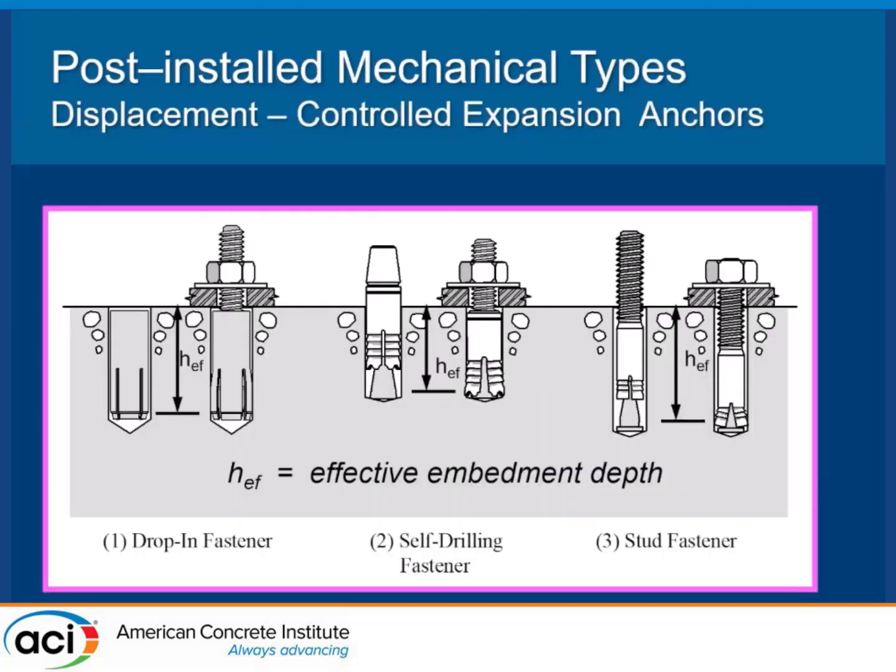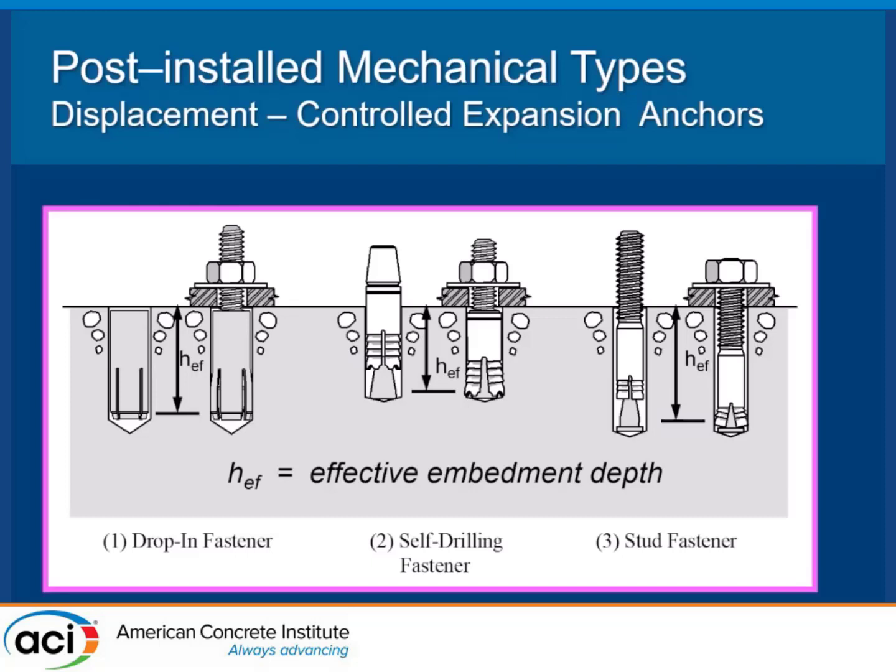When we get into post-installed anchors, it gets a little more complicated, and you're not going to say, well, where's the effective depth? Well, any manufactured anchor is going to have to be tested to 355.2 and 355.4, and what comes out of that document are key variables. One of them is h effective, okay?